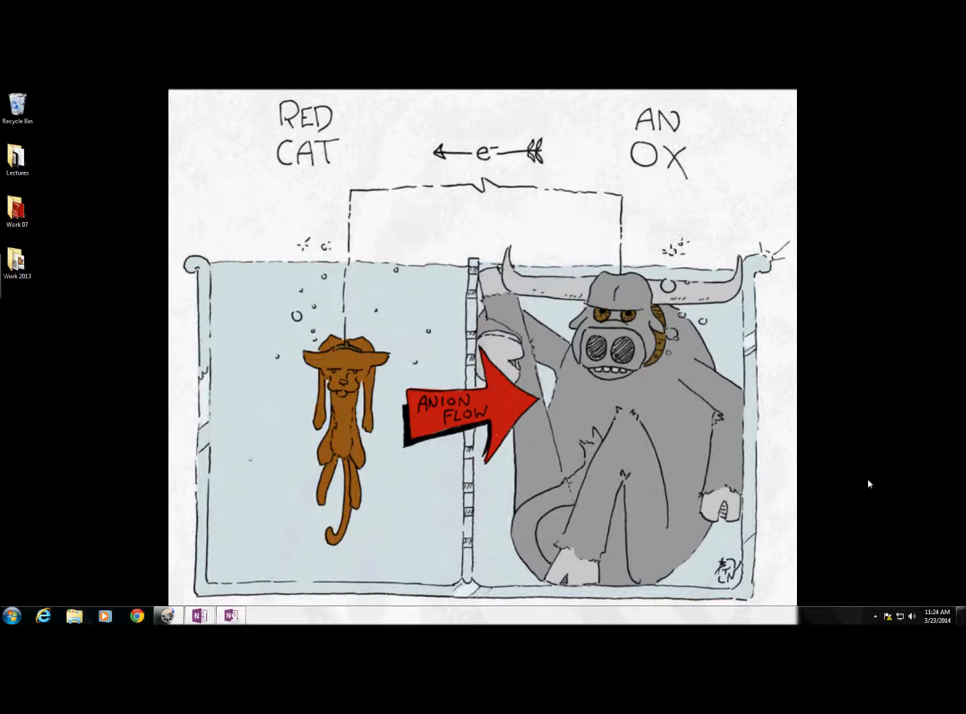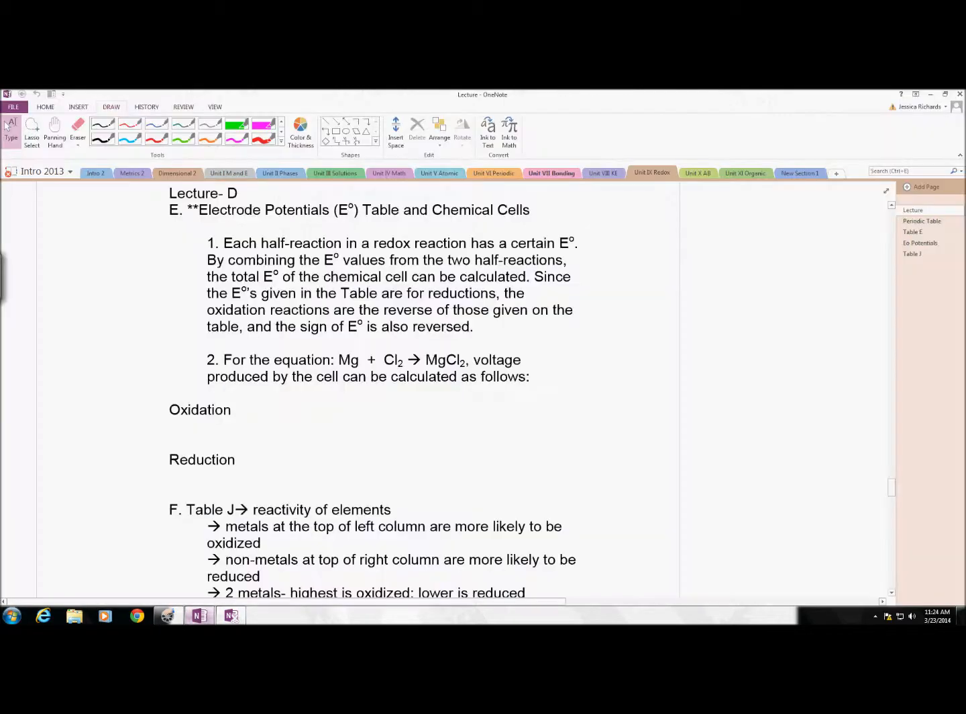Welcome to Unit 9, Lecture D. Today we're going to review a few things about voltaic versus electrolytic cells and some of their applications.